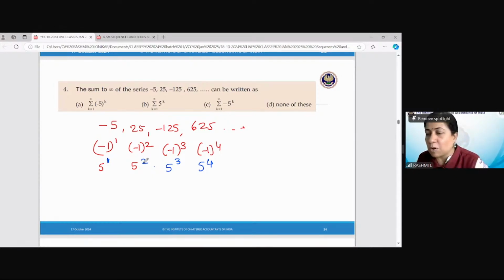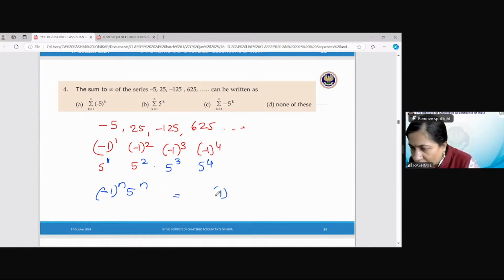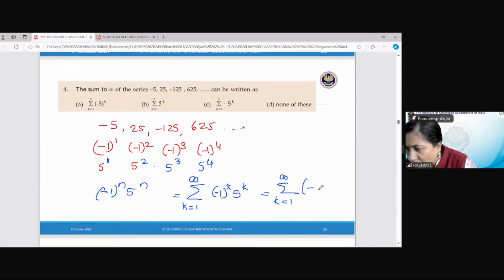like one was bigger, one was smaller. So here what is happening is this is minus 1 raised to n and 5 also raised to n. Okay. अभी इन्होंने k लिया है, ठीक है. So we are going to write this as minus 1 raised to k and 5 raised to k. You must know that there is a summation sign, k going from 1 to infinity. So this is k going from 1 to infinity. So I can either have minus 1 raised to k, 5 raised to k, or I can have summation k going from 1 to infinity minus 5 raised to k.